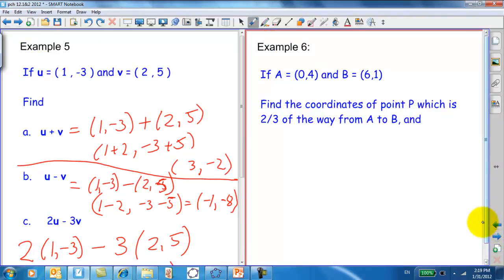Okay? And for our last example, 2 parts. If A equals (0, 4) and B equals (6, 1), find the coordinates of point P, which is 2/3 of the way from A to B.